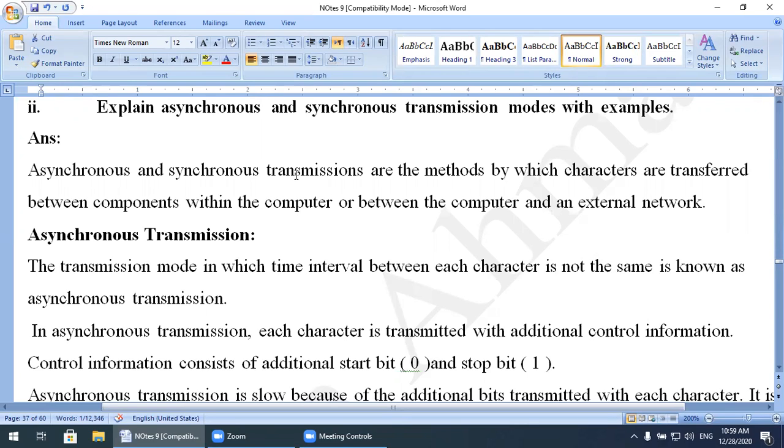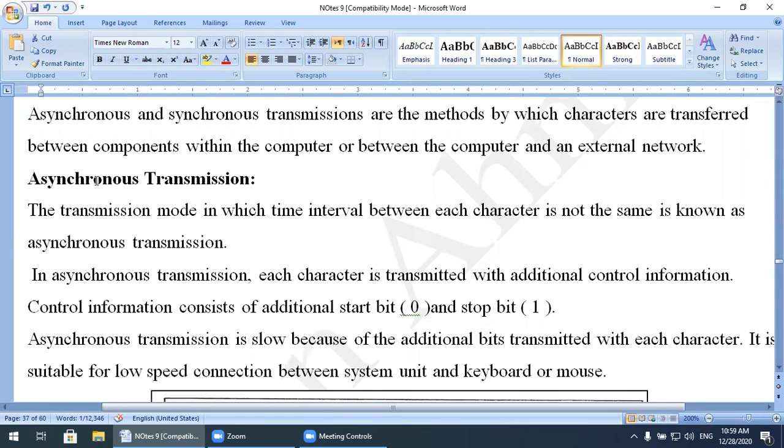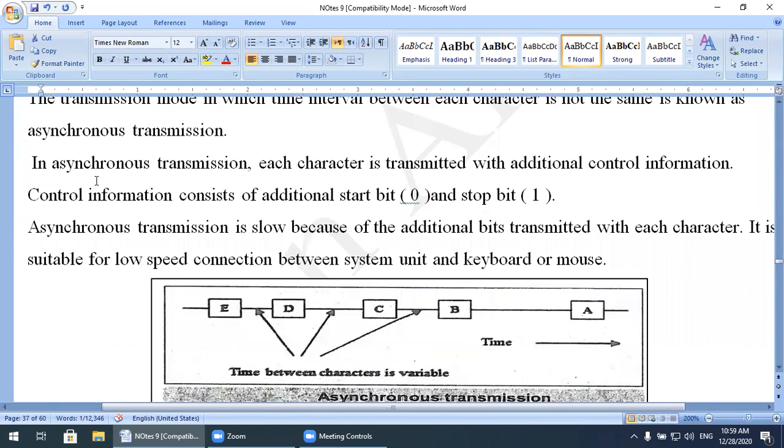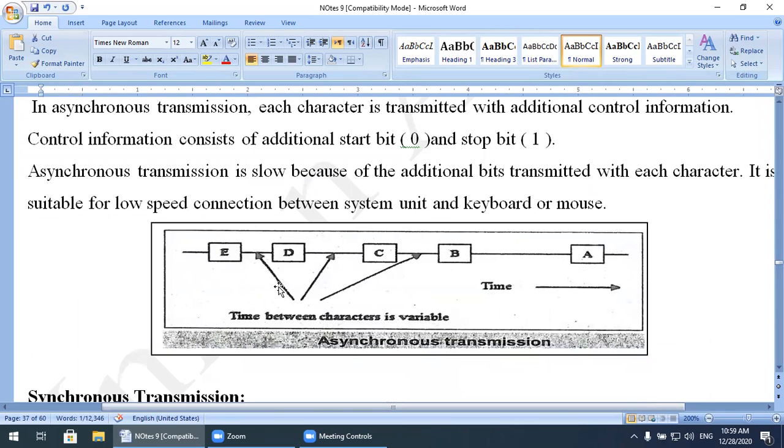Let's say hello. How many characters are there? H-E-L-L-O, so five characters are there. So how are they delivered? We will discuss this. Watch here. First of all, I will explain the diagram, then we will come to the theory.